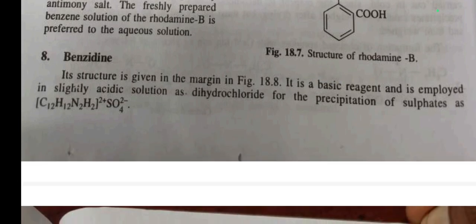Number 8. Benzidine. Its structure is given in the margin in figure 18.8. It is a basic reagent and is employed in slightly acidic solution as dihydrochloride for the precipitation of sulfate as C12H12N2H2 SO4. The resulting precipitates may be titrated against standard alkali.